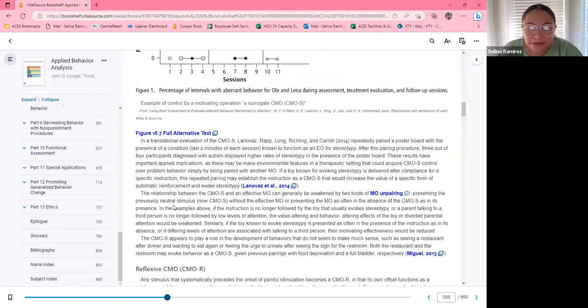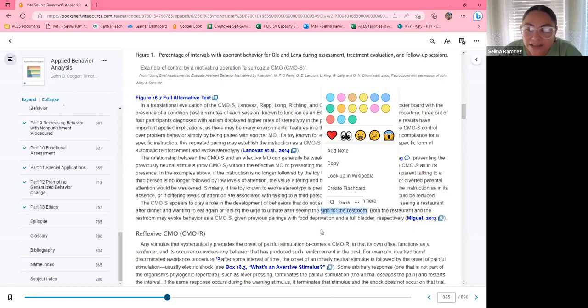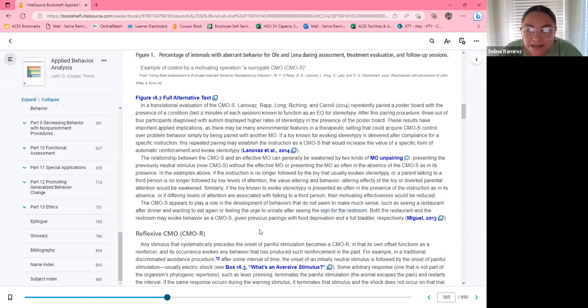Okay, they keep talking about how the CMO-S appears to play a role in the development of behaviors that do not seem to make much sense, such as seeing a restaurant after dinner and wanting to eat again, or feeling the urge to urinate after seeing the sign for the restroom. Okay, so we need something like the sign is the surrogate, the restaurant is the surrogate. So something that has been paired.